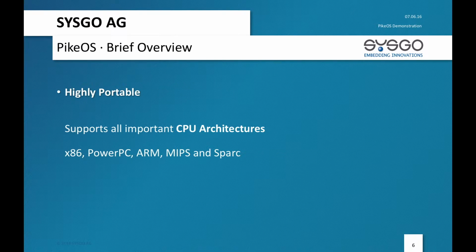One other feature of PikeOS is that it's highly portable, and you see here it can run on different types of architecture: Intel, PowerPC, ARM, all flavors of ARM, MIPS and SPARC. This is because PikeOS only depends on very fundamental features of these CPUs.